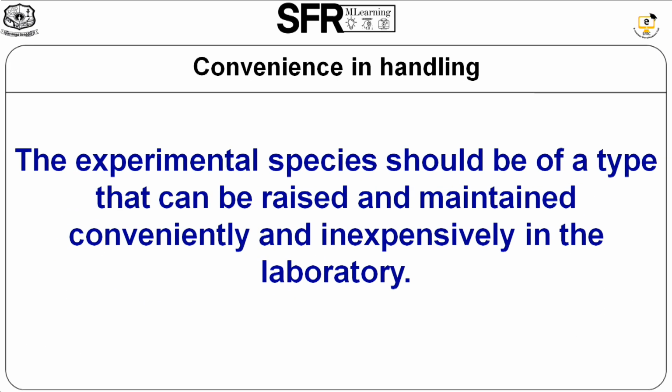And next consideration is convenience in handling. So, the experimental species should be of a type which will be very convenient for the researcher to work on it. So, the mating should be controlled, and raising the plant should be an easy one, and it should be inexpensive. So, considering all these, the plant is being chosen. So, these are the various conditions which Mendel considered.